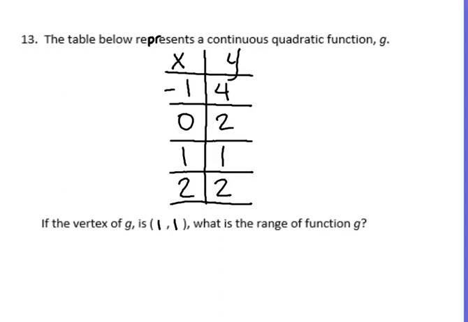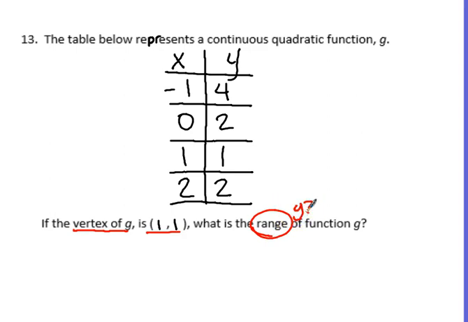Number 3 says the table below represents a continuous quadratic function g. So all of those x values and y values create a continuous parabola called function g. It says if the vertex of g is at (1, 1), what is the range of the function g? That means that I need to know the y values for my function g.